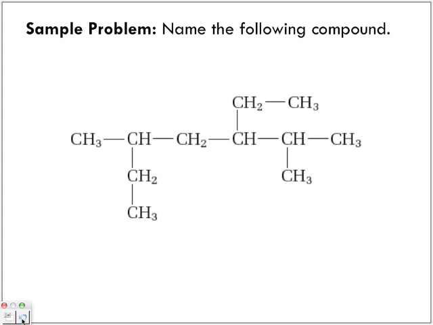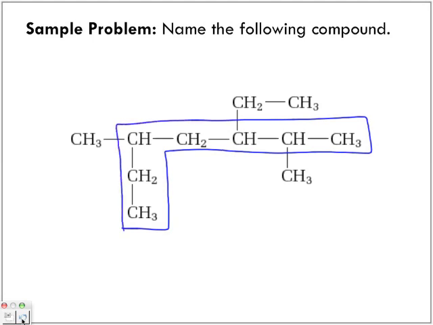Let's take a moment and look at this one and try to identify the longest chain, and then go about naming the following compound. Okay, the longest chain would be as such. So now we can go about naming it from this carbon right here. But because the closest group, the next carbon group, is there, we're going to number it as such. 1, 2, 3, 4, 5, 6, 7.